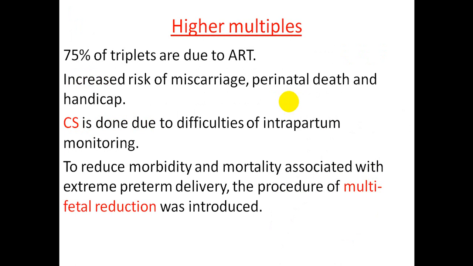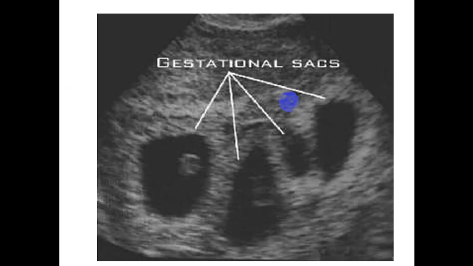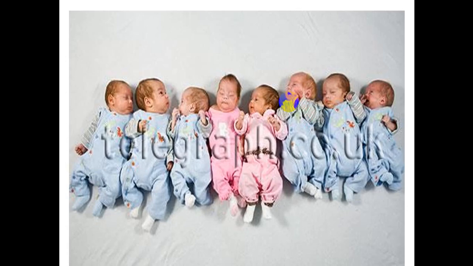Higher multiple pregnancies: 75% of triplets are due to assisted reproductive technique. There is increased risk of miscarriage, perinatal death, and handicaps. Cesarean section is done due to difficulties of intrapartum monitoring. To reduce the morbidity and mortality associated with extreme preterm delivery, the procedure of multifetal reduction was introduced. Here, this picture revealed a quadruplet pregnancy, and thank you very much.